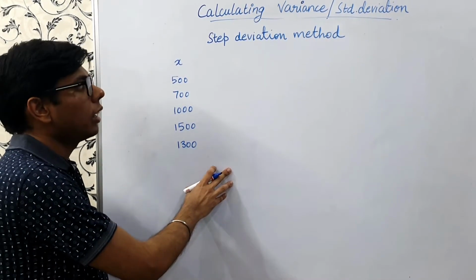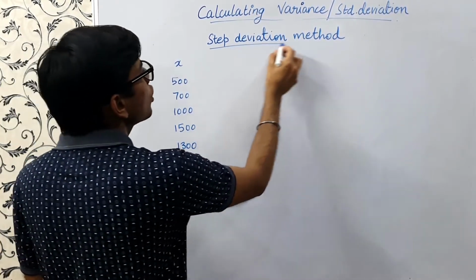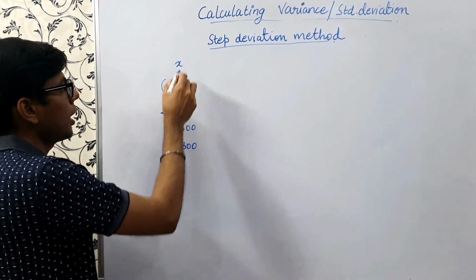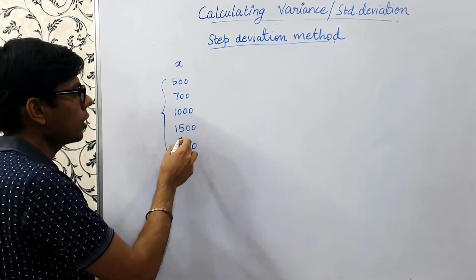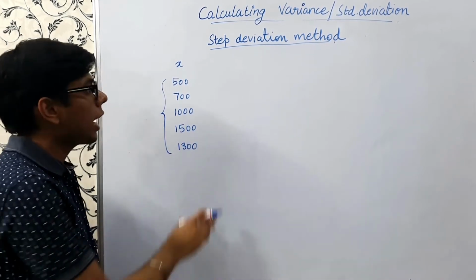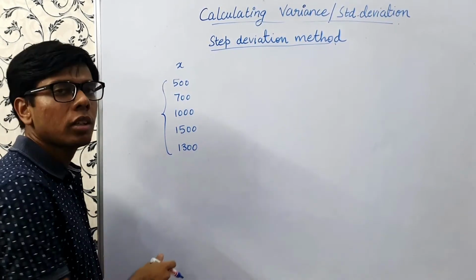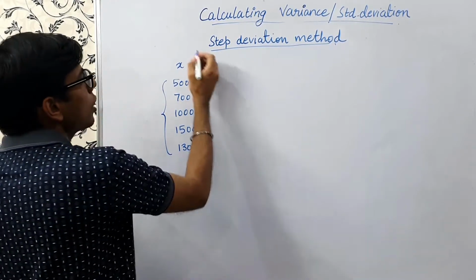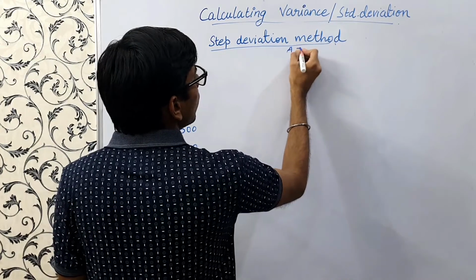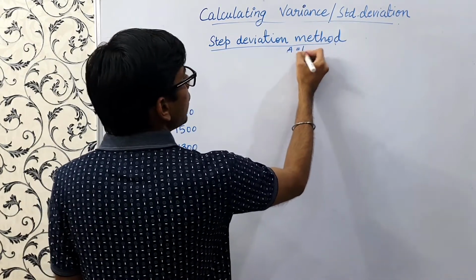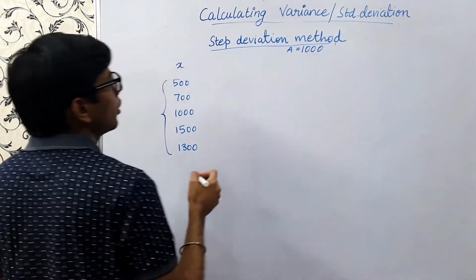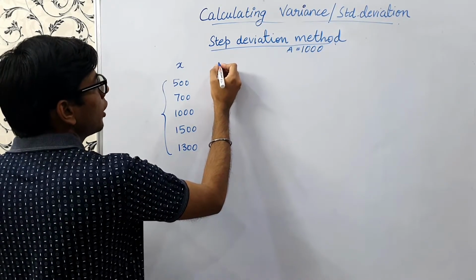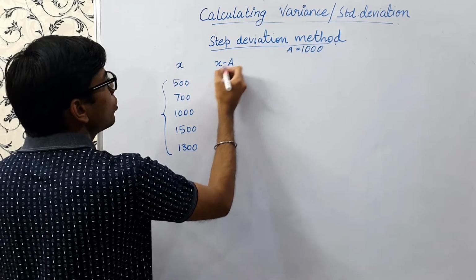Now we'll calculate the variance or standard deviation using the step deviation method. Consider this data set: x is 500, 700, 1000, 1500 and 1300. It's on top of the assumed mean method only. So assume that a is 1000. The first step is to take the deviations from the assumed mean.